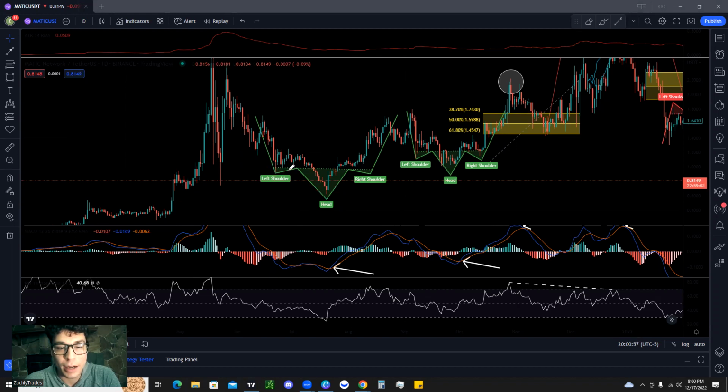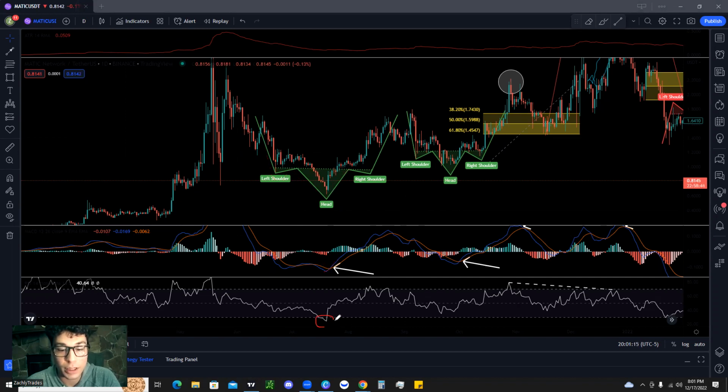So we see this pattern here setting up, okay? And we actually get our MACD buy signal. It's going to be when this blue line crosses above the orange line, okay? When it crosses below the orange line, that is going to be an exit signal, okay? But right here, we do get a buy signal on the MACD, okay?